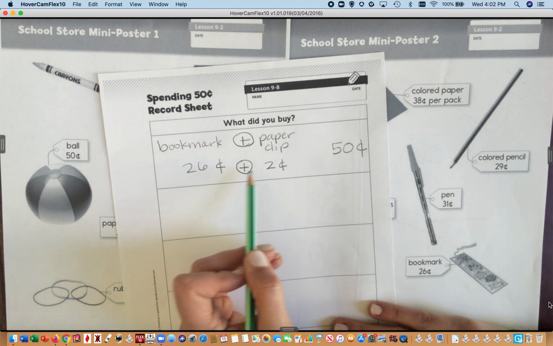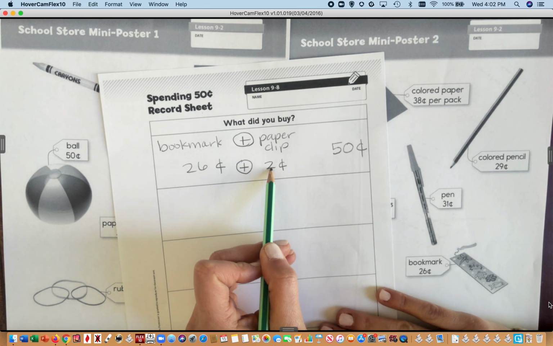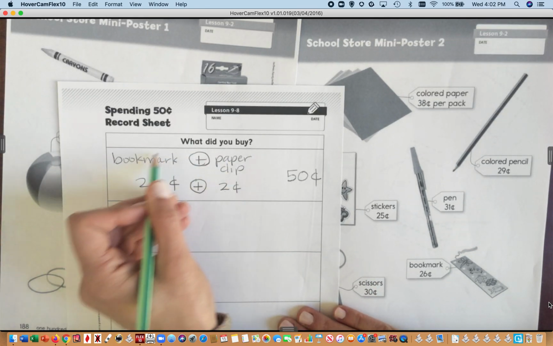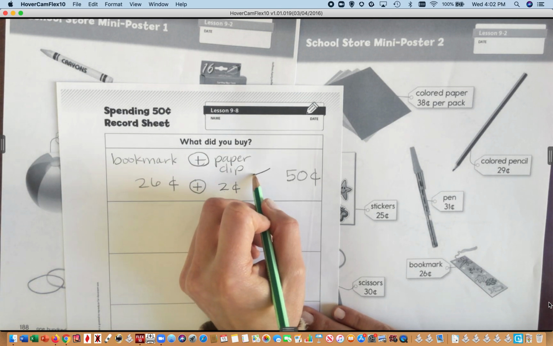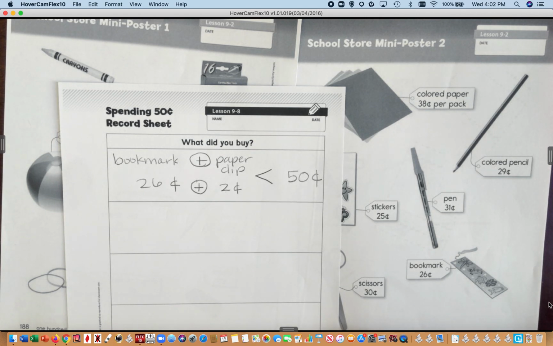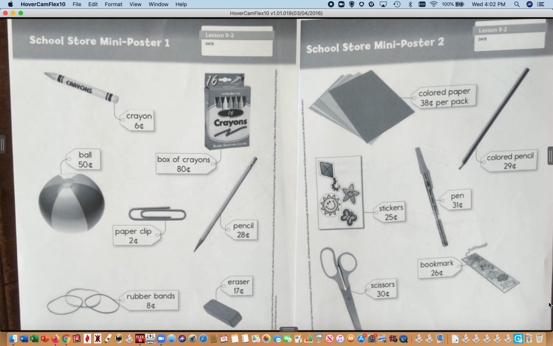I know that 26 plus 2 is going to be 28 cents. So I would write that this that I'm buying is less than 50 cents. Let's do one more example together and then I'll let you get started.